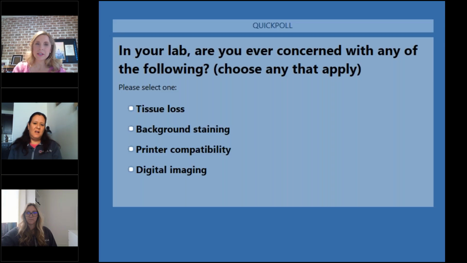Has anyone ever seen a lot of wash or experienced either tissue loss or tissue folding when you're doing IHC? Lost that tissue, and you get that slide back and you're like, oh, I've got to go back. Can everyone see the poll? Have you ever experienced tissue loss? Have you ever experienced background staining, or issues with a slide not working in a printer or digital?